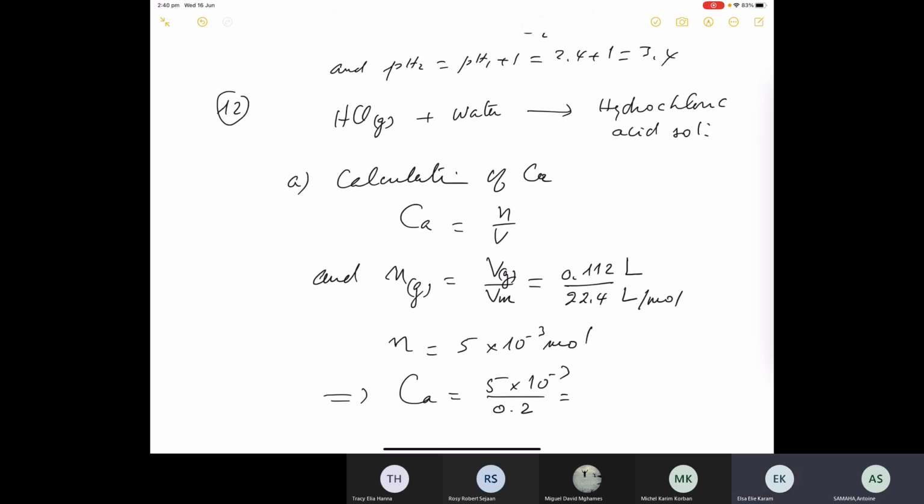Okay. So the gas HCl is hydrogen chloride. When dissolved in water it produces a solution. This solution is called hydrochloric acid.